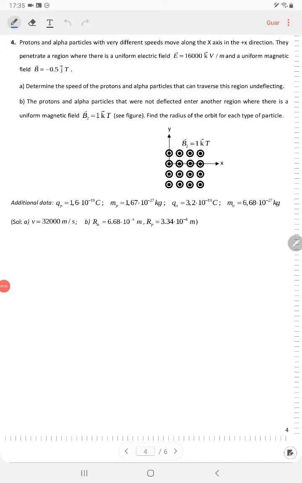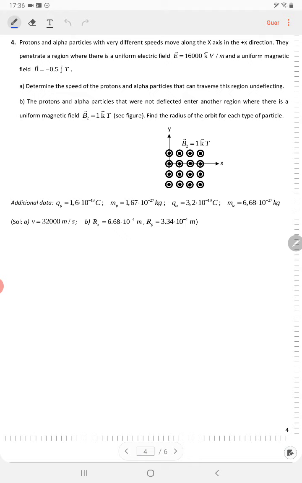In this video, we solve problem 4 of Unit 14. In this problem, we have protons and alpha particles that have very different speeds, but all of them move along the x-axis in the positive direction. At first, they enter a region where there is a uniform electric field and also a uniform magnetic field, both perpendicular, as provided in the first part of the problem.